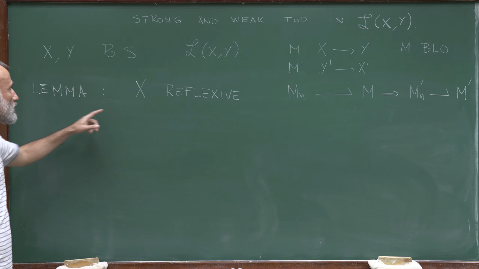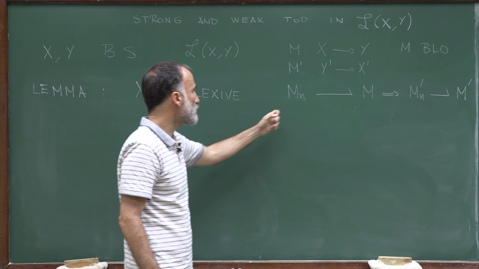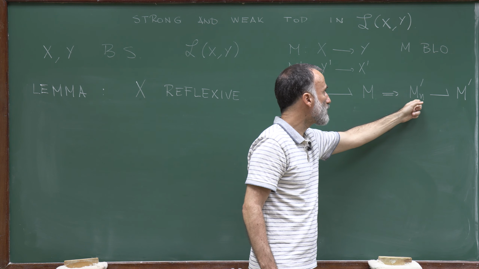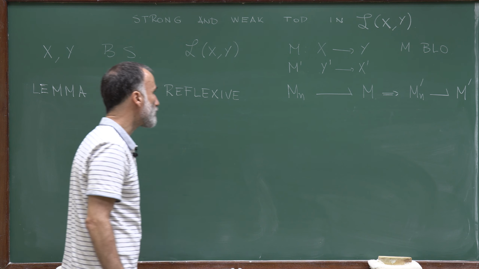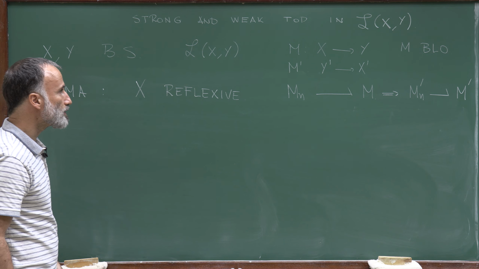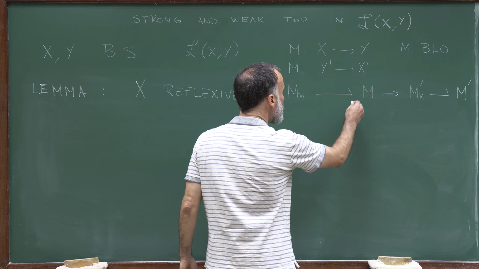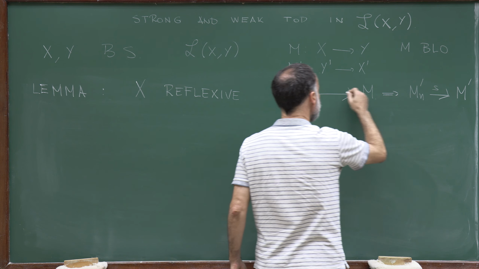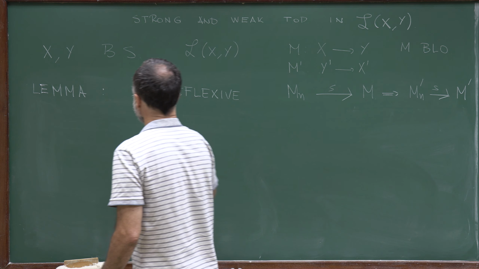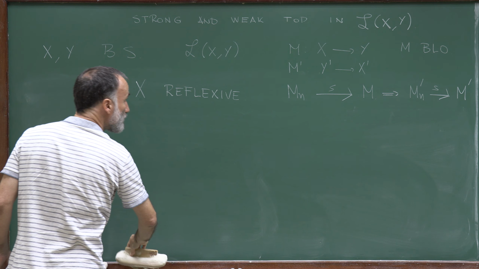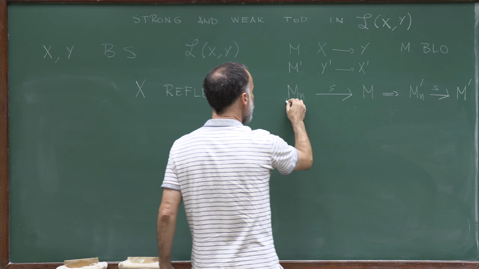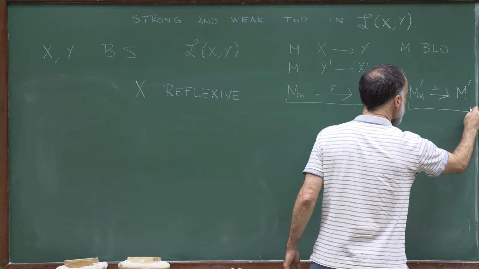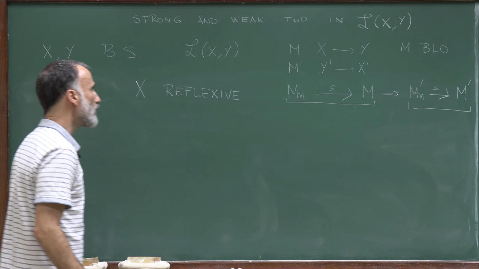So we just proved that if the space X is reflexive and if we have a sequence Mn converging weakly to M, then Mn prime is converging weakly to M prime. Let me show that this statement is false if we replace weak convergence by strong convergence. So let me give you an example in which we have a sequence Mn converging strongly to M, but Mn prime does not converge strongly to M prime.